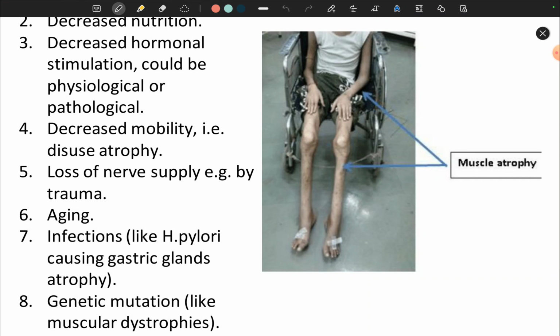Infections sometimes are associated with atrophy, like H. pylori bacteria in the stomach. It causes active gastritis. If it is persistent for a long period of time, it will change into atrophic gastritis. It means reduction in the glands. And we have also genetic causes. We call it muscular dystrophy, and I will talk about this specifically in this lecture. So these are the general causes of atrophy anywhere in the body and in different organs, and they can affect skeletal muscles definitely. Okay. Now let's see the histology.